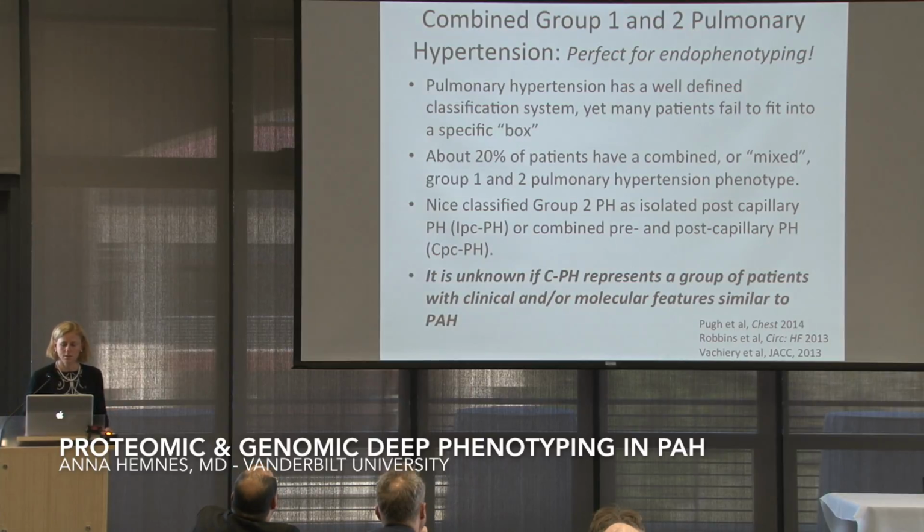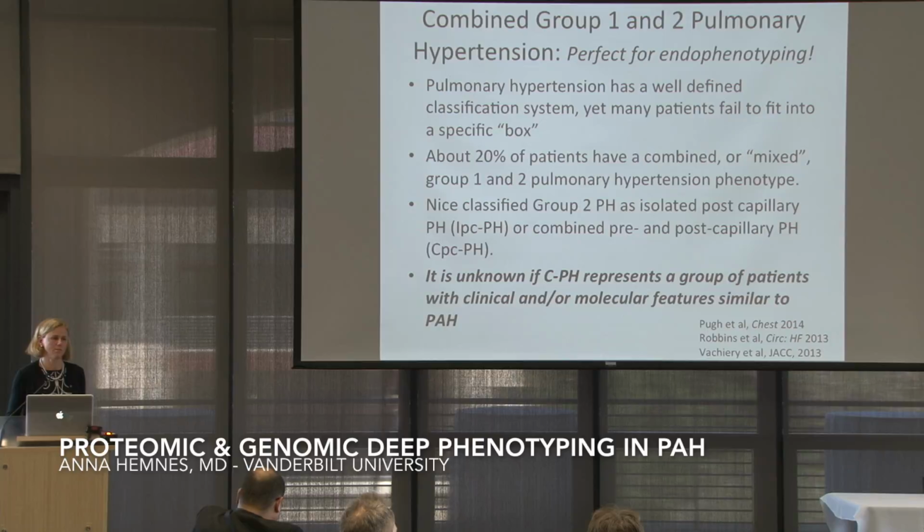So in the last 3 minutes and 15 seconds that I have, I'm going to talk about where we're going with this at Vanderbilt. I've gotten interested in the idea of this combined pulmonary hypertension group, so patients who have features of group 1 and group 2 pulmonary hypertension. And this sort of speaks to the fact that patients don't really fit into a specific box sometimes. So sometimes they have a very high diastolic pressure gradient, but their wedge pressure is 18. What exactly disease do they have?